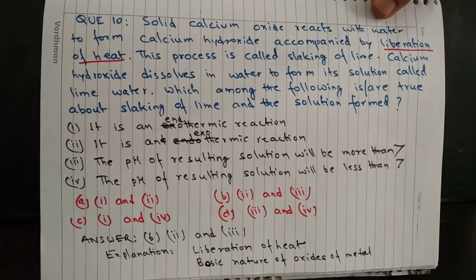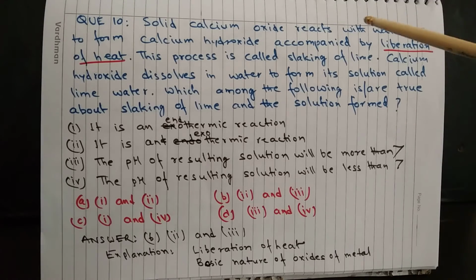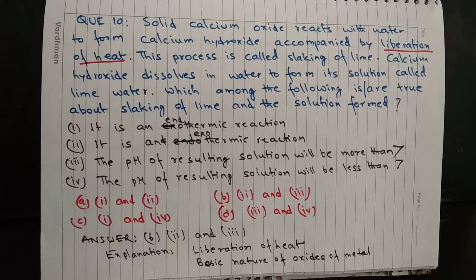Question 10. Solid calcium oxide reacts with water to form calcium hydroxide accompanied by liberation of heat. This is called slaking of lime. Calcium hydroxide dissolves in water to form its solution called lime water. Which among the following is or are true about slaking of lime and the solution formed?